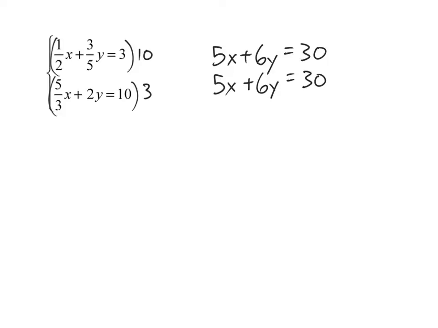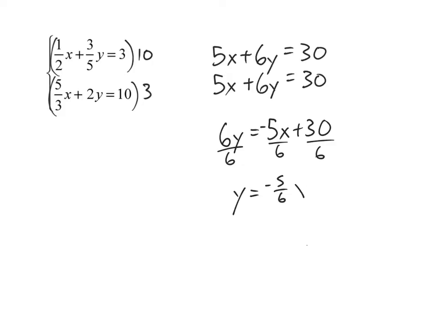Well, it doesn't matter because they're both the same. So I will get 6y equals negative 5x plus 30. I subtracted 5x from both sides. And then I divide by 6, divide by 6, divide by 6, and you end up getting y equals negative 5/6 x plus 30 divided by 6, which is 5. And if you notice, that is actually going to be a line. So my solution is everything that lies on this line.